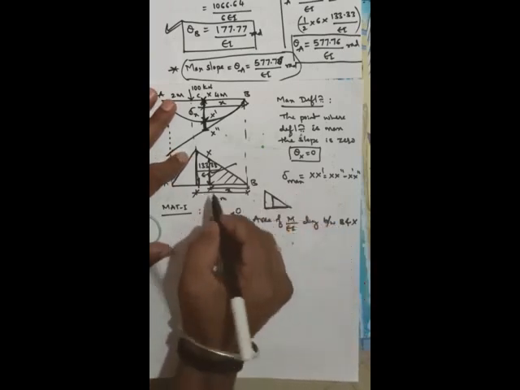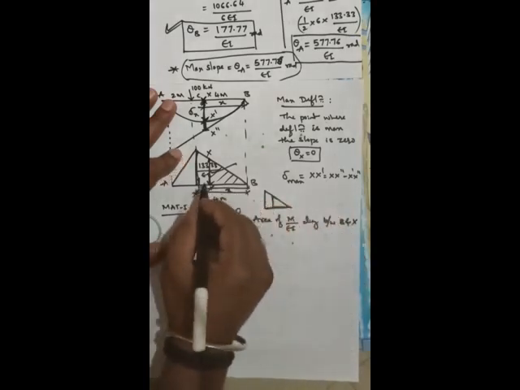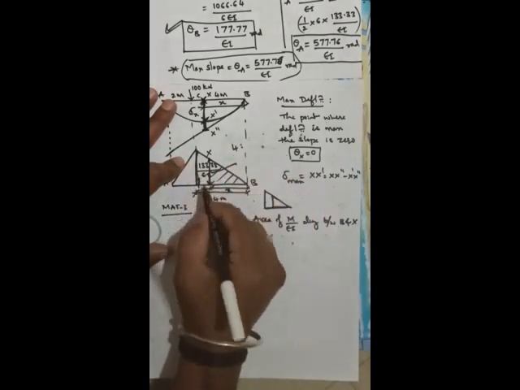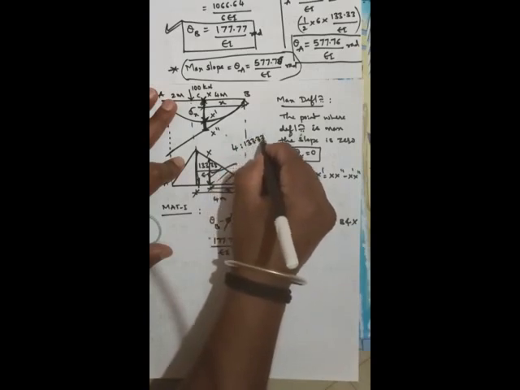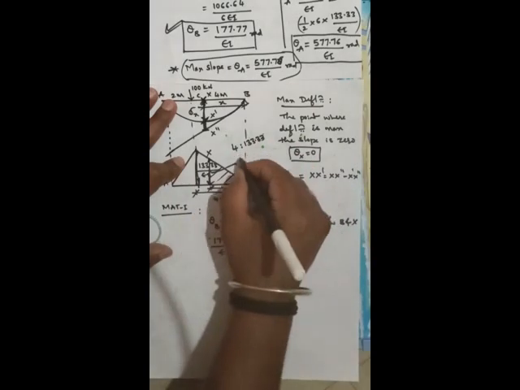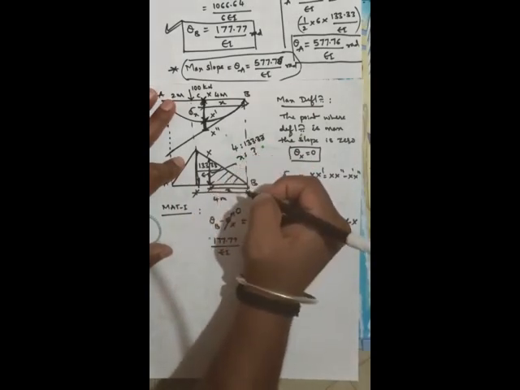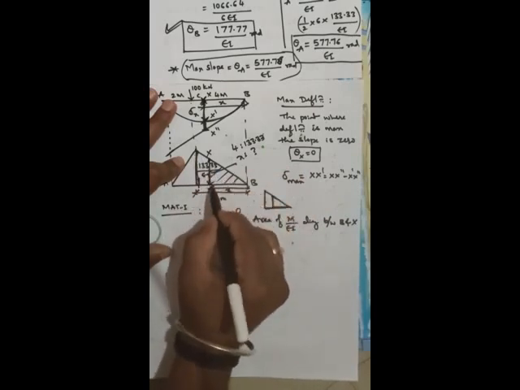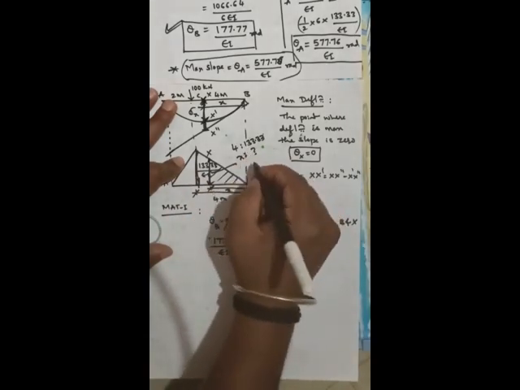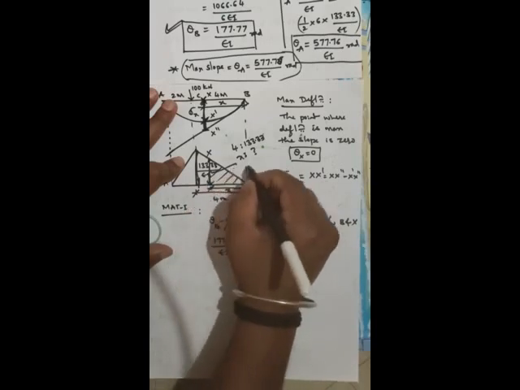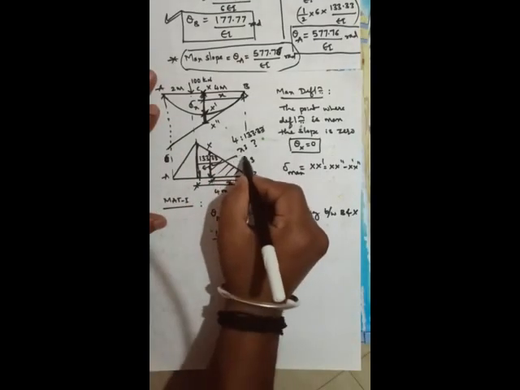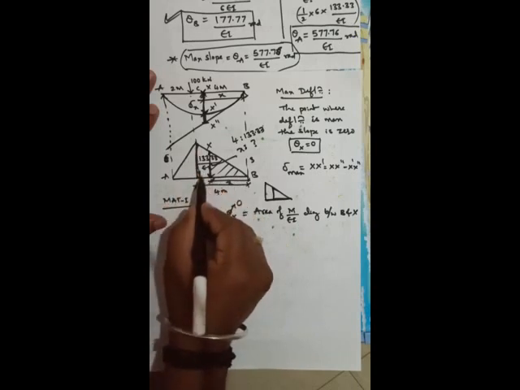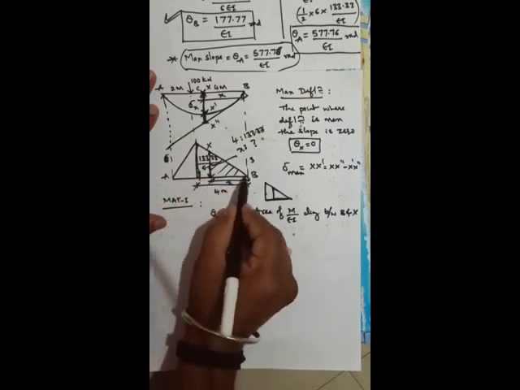Since they have the same base, they are called similar triangles. From similar triangles, I will write like this. When the base is 4 meters, the height is 133.33 by EI. So when the base is x, what is this height? Since they are similar triangles, we were calculating this x. So by similar triangles, when the base is 4 meters, height is 133.33 by EI. So when the base is x, what is this height?